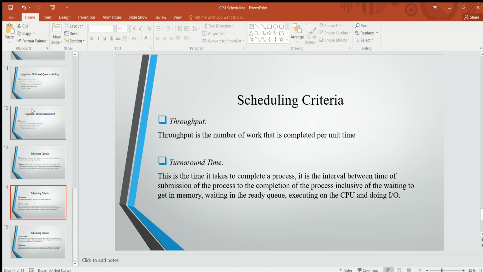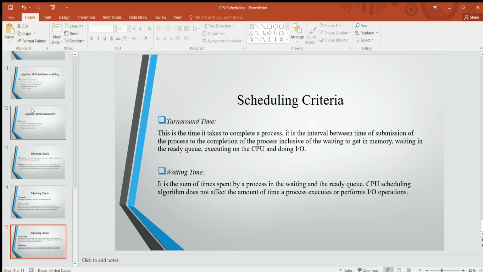It is the interval between the time of submission, that is the time the process is incepted, that it becomes a new process, to the completion of the process, plus the waiting to get into memory, waiting in the ready queue, executing on the CPU and doing I/O. So that's turnaround time: the time from when the process gets incepted all the way till the process completes its execution.